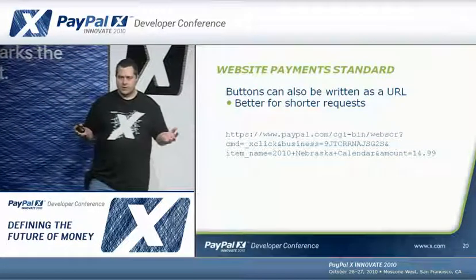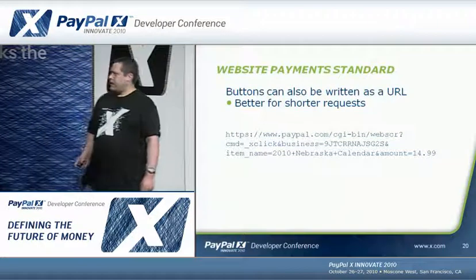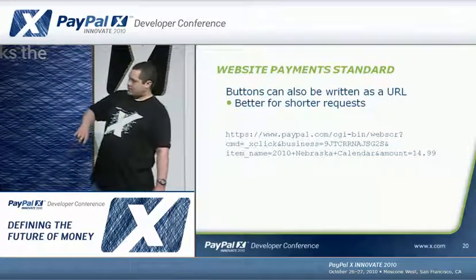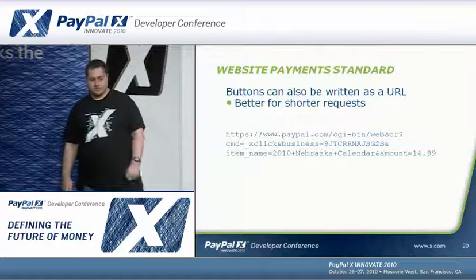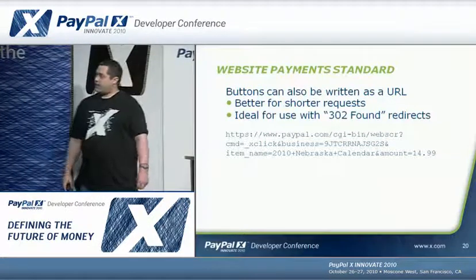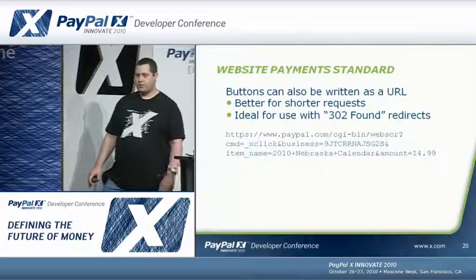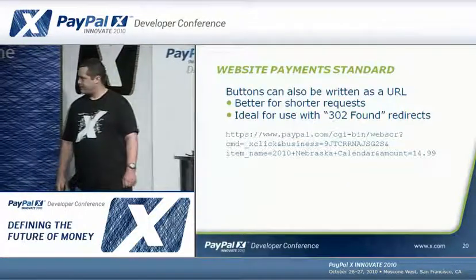And some of your items are going to get cut off, and your buyer may not get charged for everything that you're trying to charge for. So it's usually better for things like single item requests, like what I'm showing here. If you want to have a little bit cleaner redirect process over to PayPal, it's actually ideal for use with your 302 found redirects.